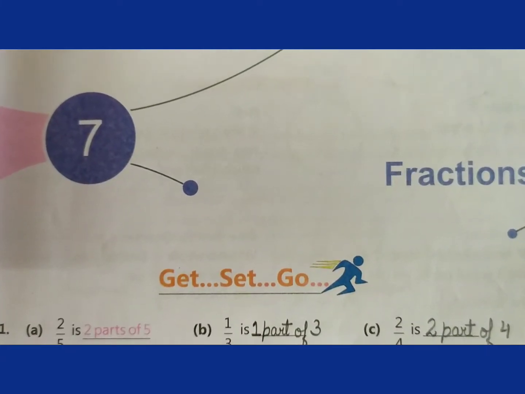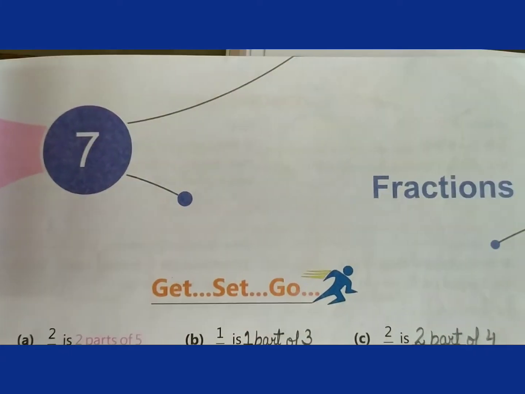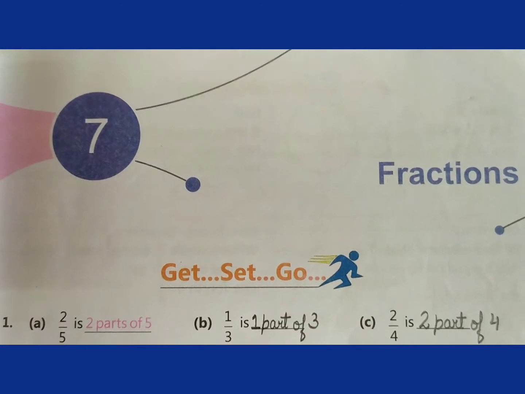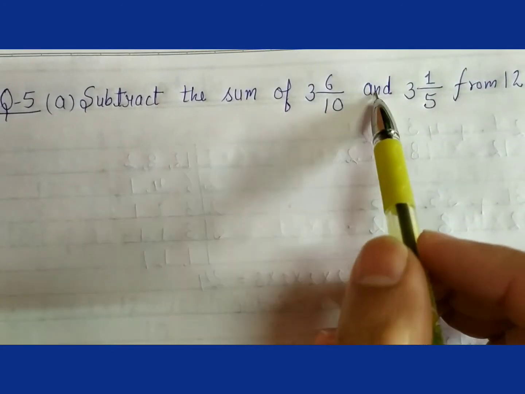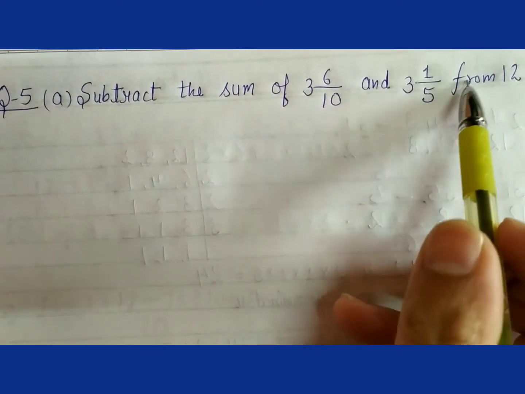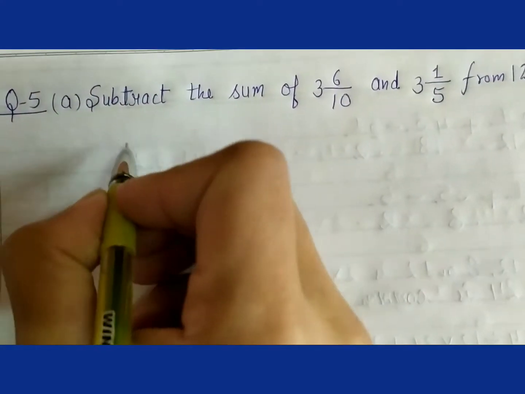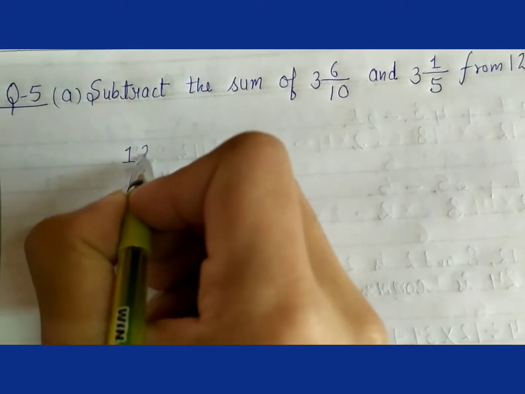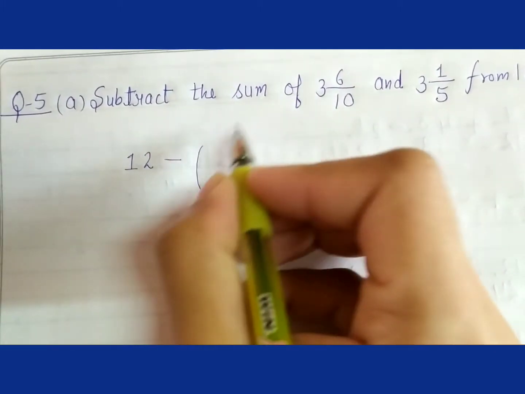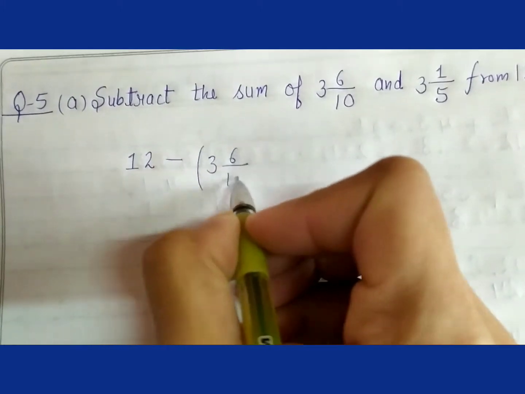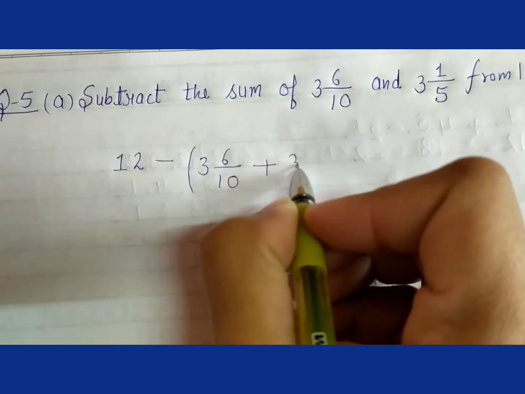Hello children, chapter 7, fraction, exercise 7F. Subtract the sum of 3 6 upon 10 and 3 1 upon 5 from 12. That is, firstly write 12, subtract the sum of 3 6 upon 10 and 3 1 upon 5.